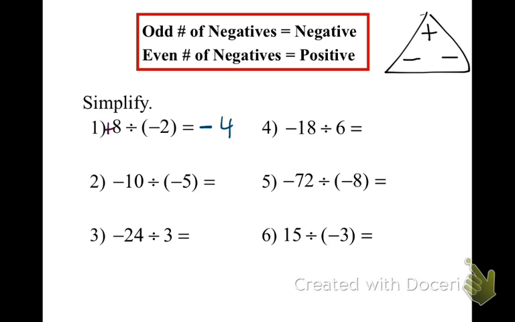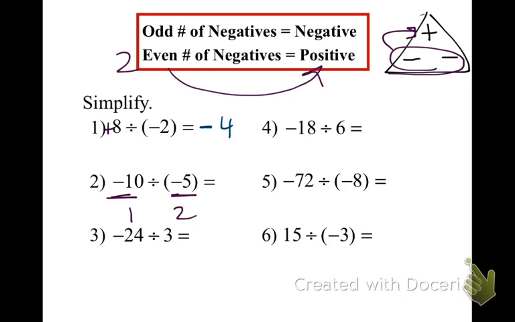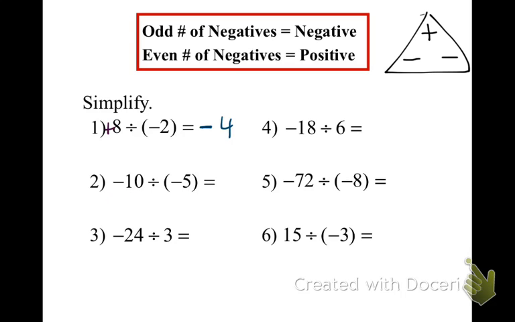So example number 2, I have a negative 10 and a negative 5. So it's 2 negatives. 2 negatives is an even, there'd be a positive answer. Or, if you want to use our triangle, 2 negatives always gives you a positive. Either way you want to remember it. So, I know that my answer has to be a positive. And once again, it's 10 divided by 5, whatever way you need to remember. So my answer is just going to be a positive 2.